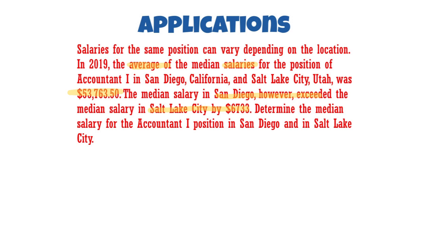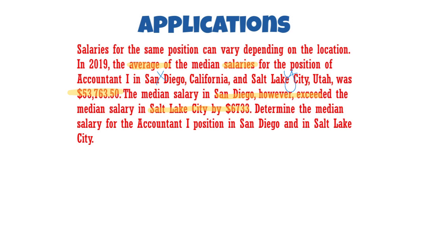Not one that we've probably done before like this. So let's talk about the average of the median salaries. That seemed a little bit redundant, but the average is the mean. So think about how you would find the average or the mean of these two salaries. Well, you would just add them and divide by how many there are. And in this case, there's just the two cities. So let's designate San Diego as the X, and I'm going to designate Salt Lake City then as the Y.